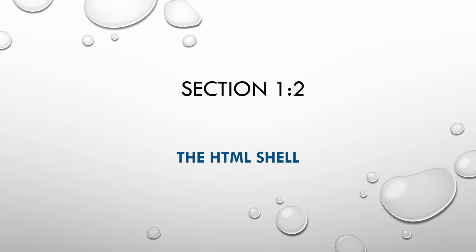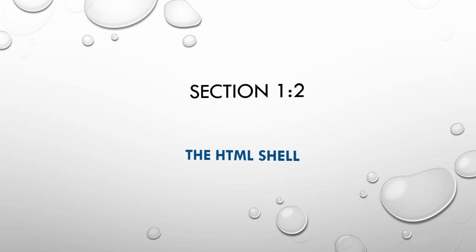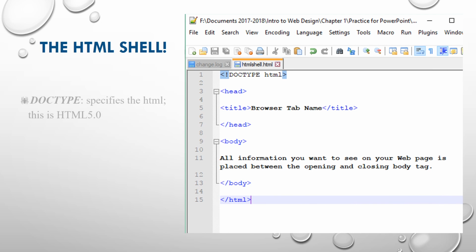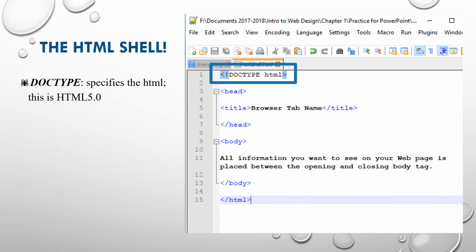Welcome to Section 1-2, the HTML shell. The first line of any web page will have the doc type. The doc type tells the browser what form of HTML you are using. In this case, we are using HTML 5.0. So on the first line, we would use the left angle with an exclamation point, followed by DOCTYPE all in caps, then a space, and then in lowercase html closed out with a right angle. You will find the left and right angles, or the greater than signs, to the right of your M key on the keyboard.